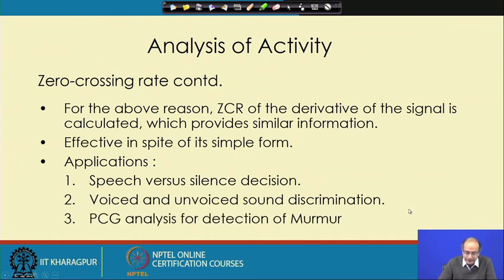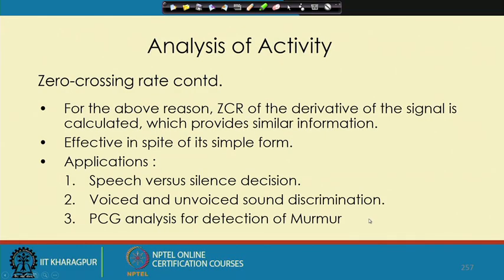Next, we can look at the PCG signal for the detection of murmur. When we have some kind of abnormality, such as stenosis in the arteries or calcification of the valves, we get changes in the PCG signal, the S1 and S2 waves. Those murmurs are associated with not only high energy but also a change in frequency in the signal, and that change in frequency is picked up by the zero crossing rate very effectively. So, that is another use of the zero crossing rate.